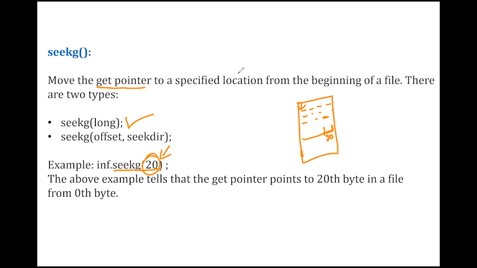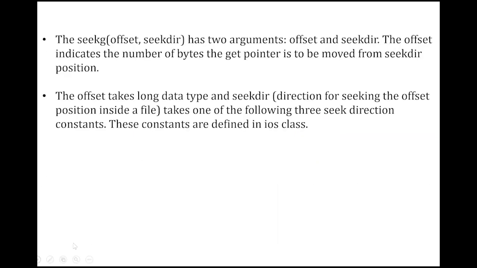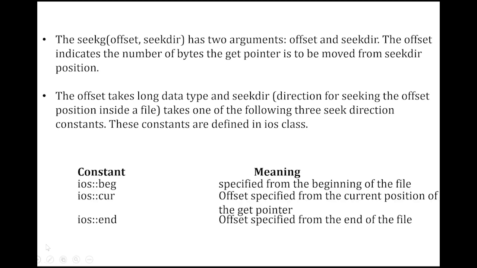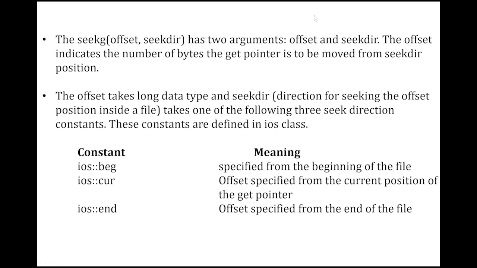Let us see how the second one works, which has two parameters. So seekg with two parameters, here we are mentioning offset and seekdir. The offset indicates the number of bytes the get pointer is to be moved from the seekdir position. So I'm going to give some value here, something for seekdir, saying start from here, count these many numbers and start from there. The offset takes a long data type, so here we can use a long type of data type.